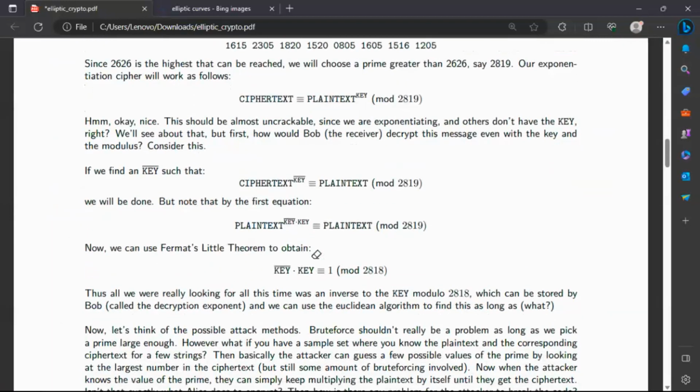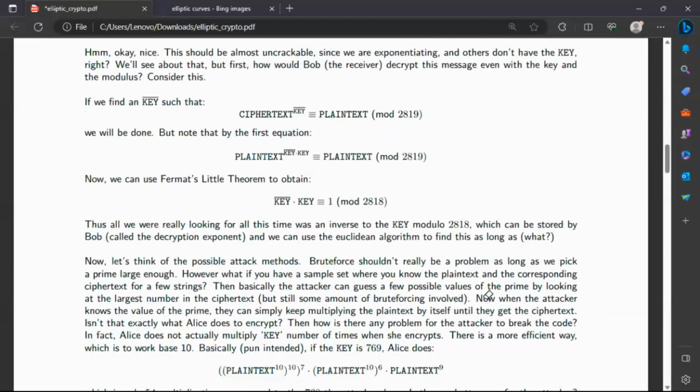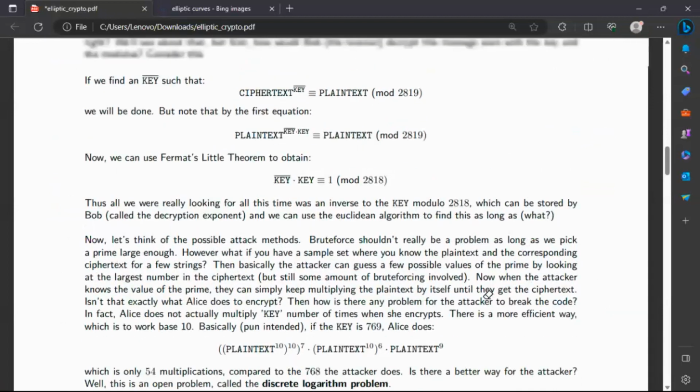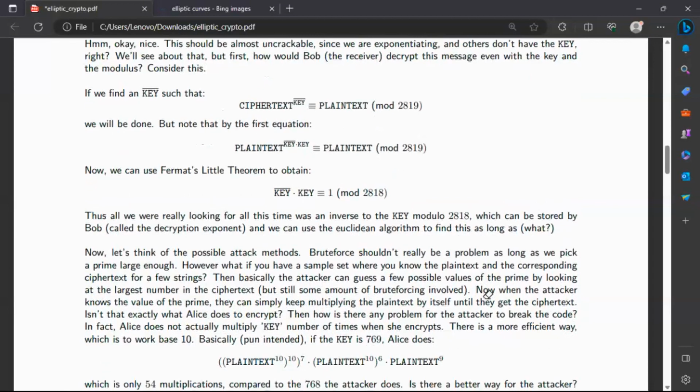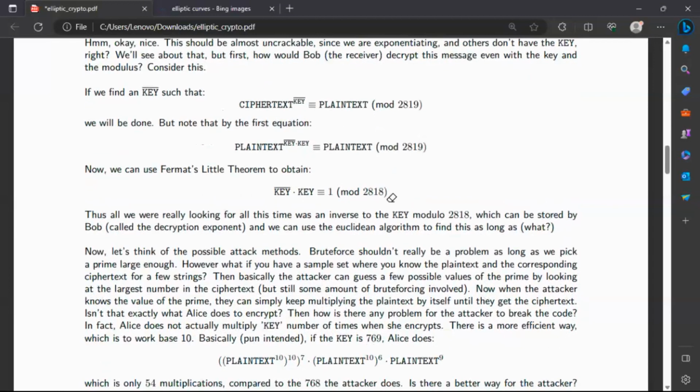When does an inverse exist to key modulo 2818? Anyone? No one? So an inverse exists when the GCD of key and 2818 is 1. How can we find this? Using the Euclidean algorithm and other standard techniques. Okay. So how does one attack this, as we were discussing before?